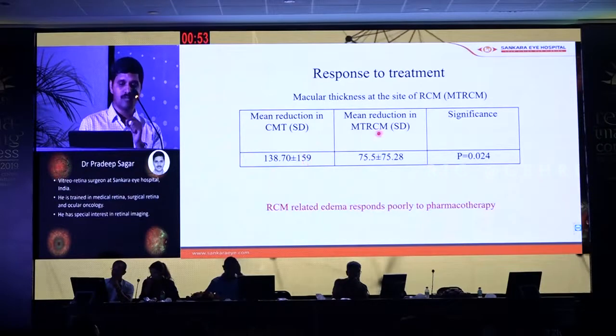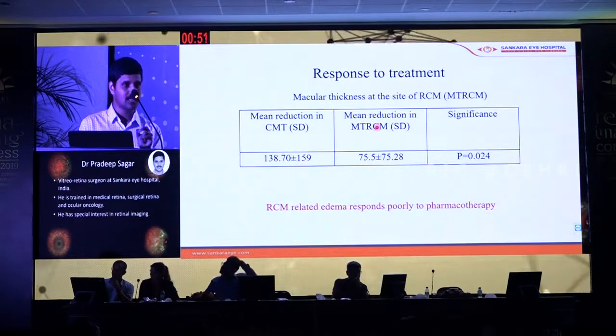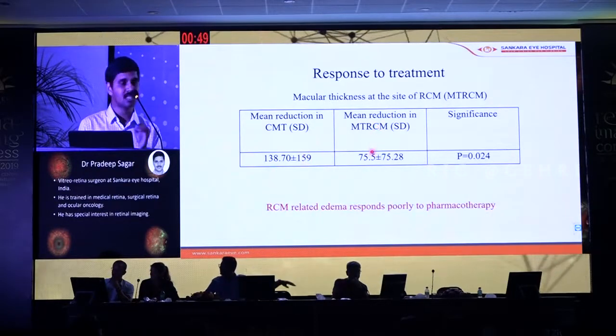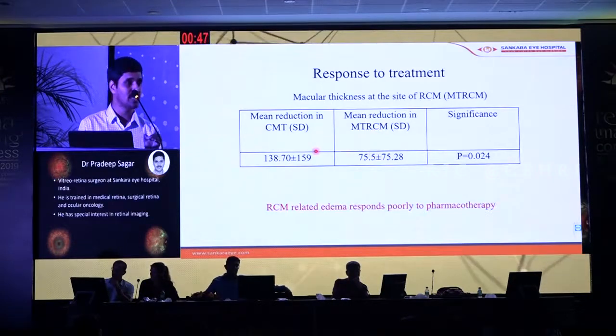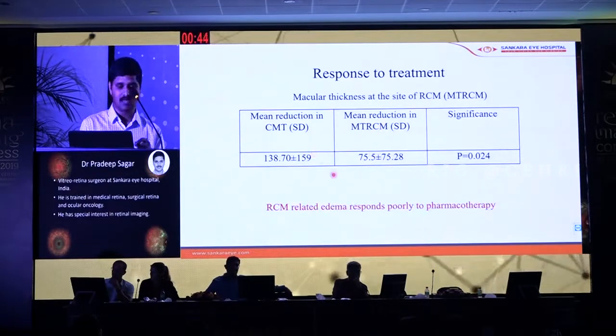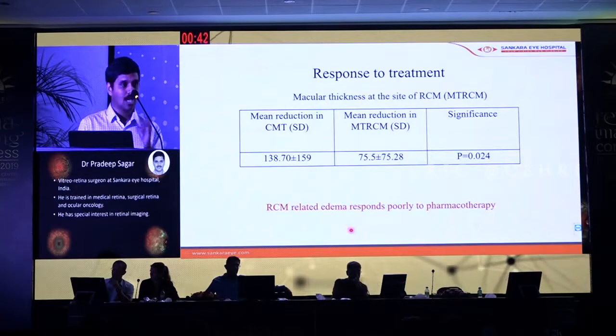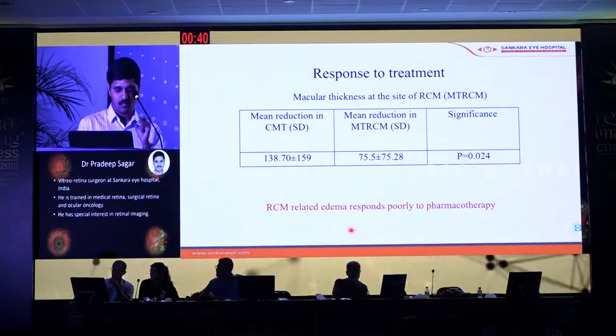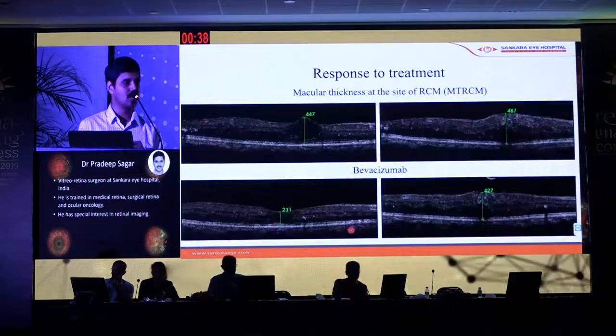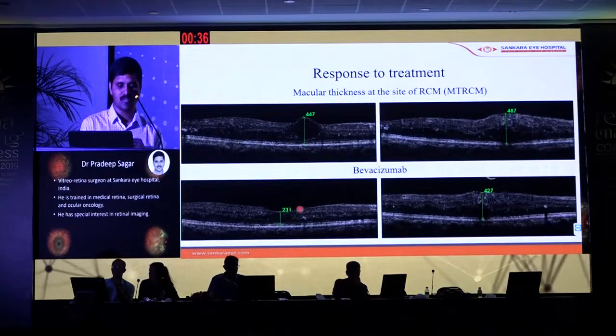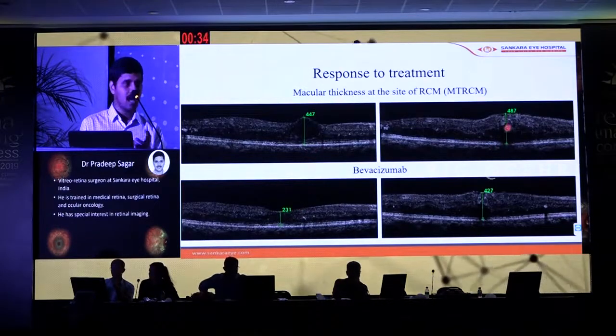What we could see was the mean reduction in the macular thickness adjacent to the RCM was significantly lesser when compared to the mean reduction in central macular thickness. So we assumed that the RCM related edema is the one which is responding poorly to pharmacotherapy. This is a representative example where we can see that the RCM related edema didn't come down significantly, whereas the central macular thickness has become normal post bevacizumab.